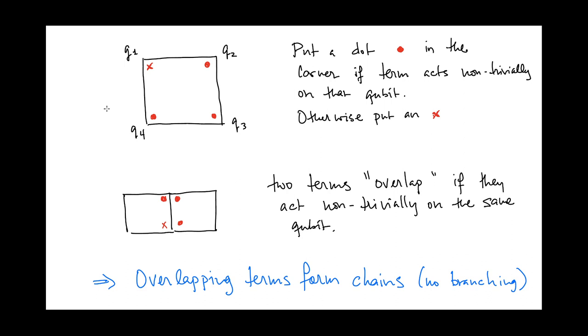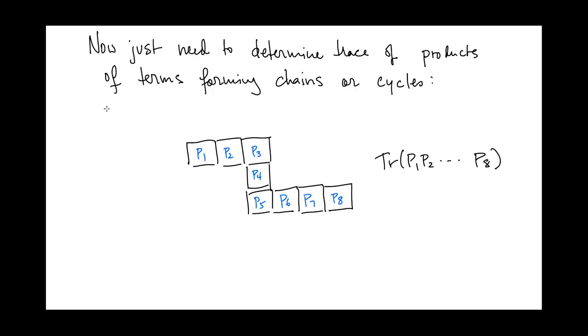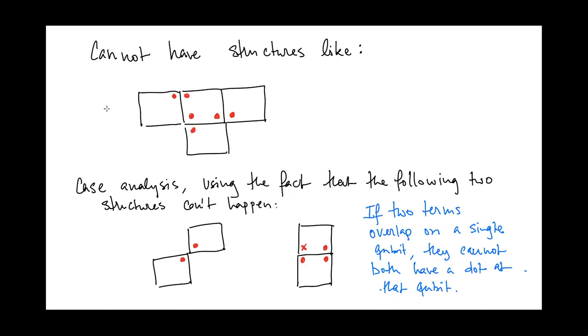The key insight now is that overlapping terms form chains. I'm just going to give a little bit of a hint as to how you would prove that. Basically, I can't have structures like this, where this term overlaps with that term, overlapping with that term, overlapping with that term, which gives me a branching structure. So in the end, when I look at terms that overlap, I get these chains of terms, and then I can use a tensor product analysis to determine what the trace is. And the idea is that certain structures are disallowed in this case.